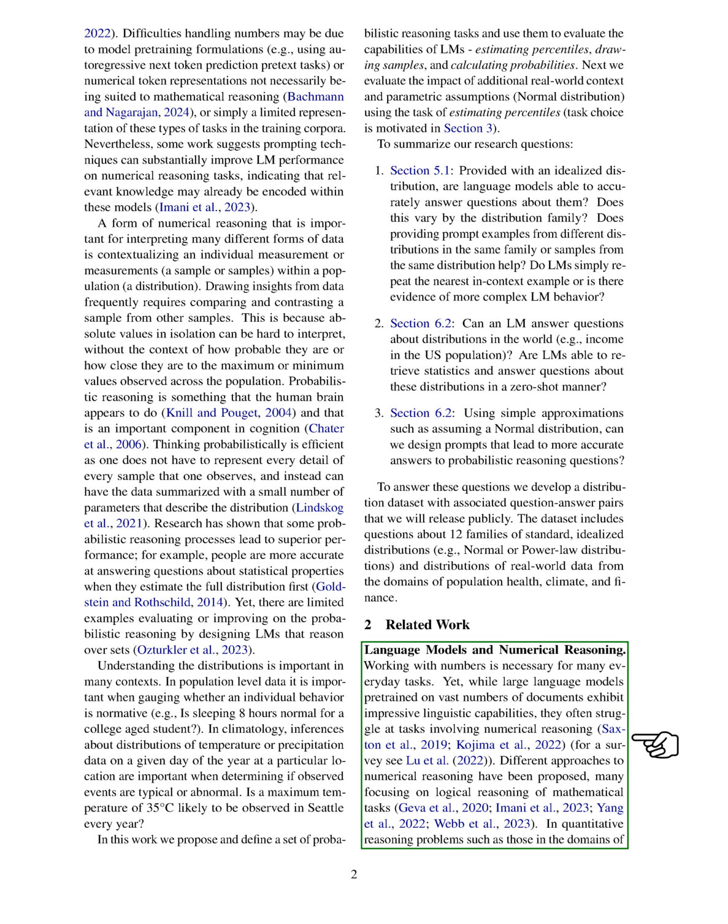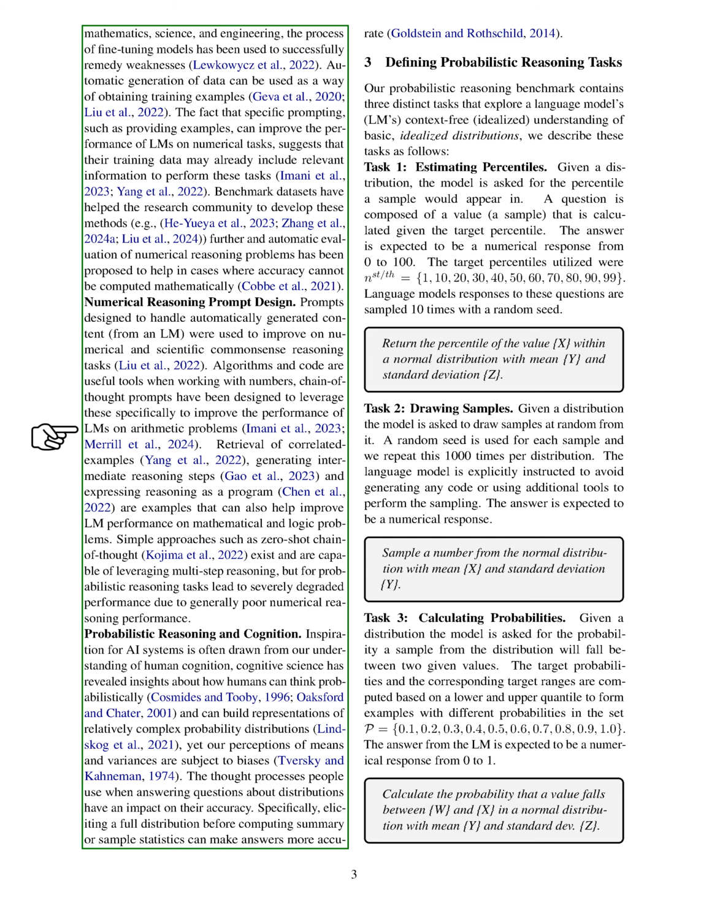Furthermore, we explore the design of prompts to enhance LM performance in numerical and scientific reasoning tasks. While LMs show impressive linguistic abilities, improving their numerical reasoning skills remains a challenge. Drawing inspiration from human cognitive processes in probabilistic reasoning, we aim to leverage insights from cognitive science to enhance LM performance in handling complex probability distributions.